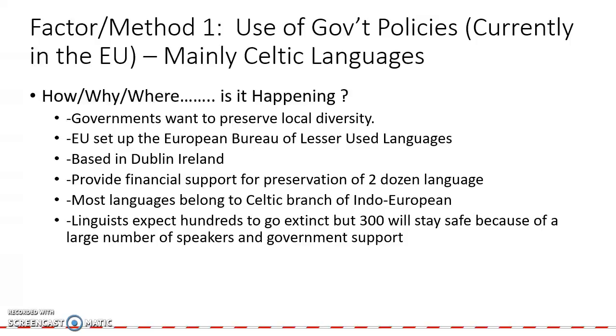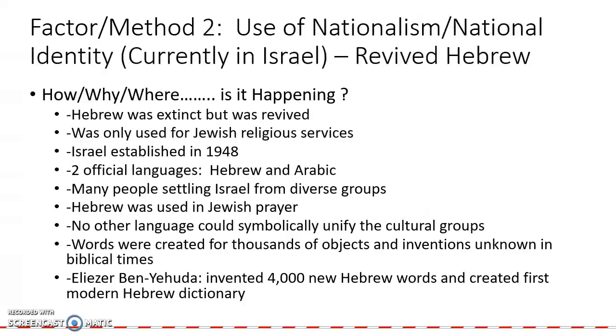Next factor or method that they're using currently in the world to revive minority languages is that they've used nationalism or national identity when creating Israel in order to revive Hebrew. So what did they actually do? They used nationalism and the national identity. Where did this occur? This occurred in Israel. What language was revived? Hebrew.